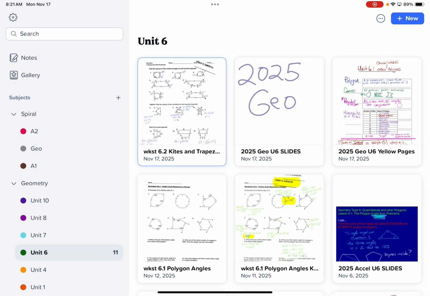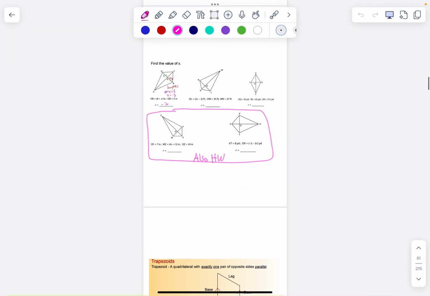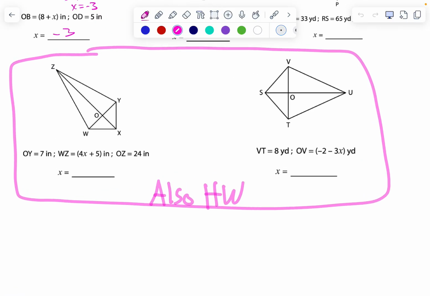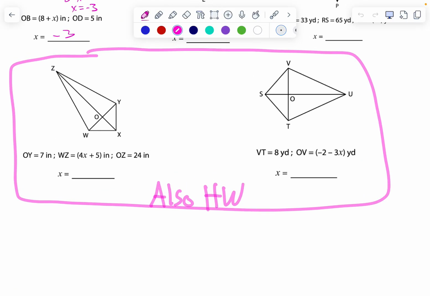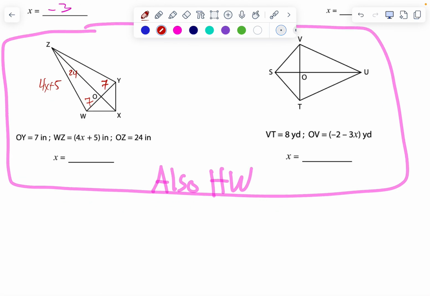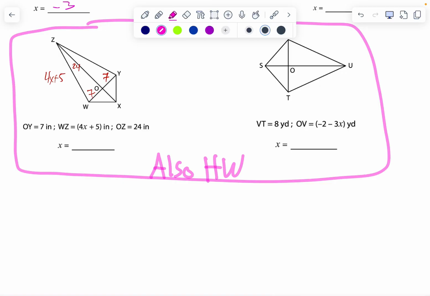Okay. And then in terms of your other homework that I printed out for you, I want to work through these just as a reminder of how these can work for side lengths. So OY is 7, WZ is 4x plus 5, and OZ is 24. So this is very similar to the one we just did in the warm-up. Copy the 7, and now we have this nice right triangle right there.